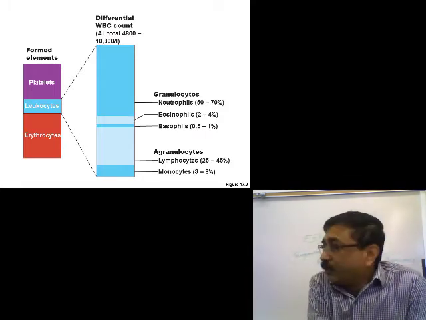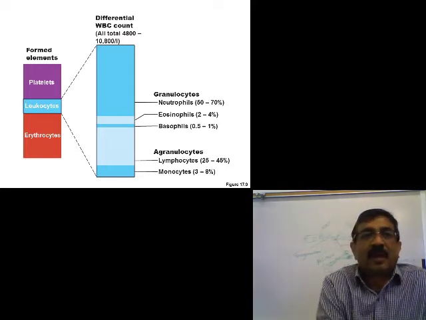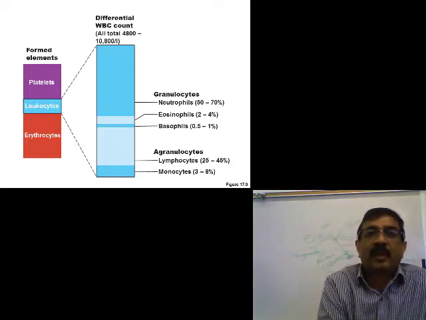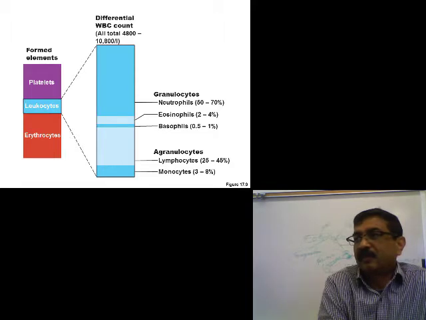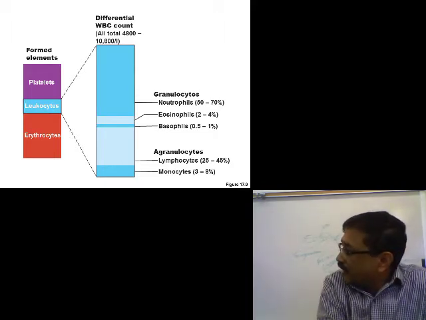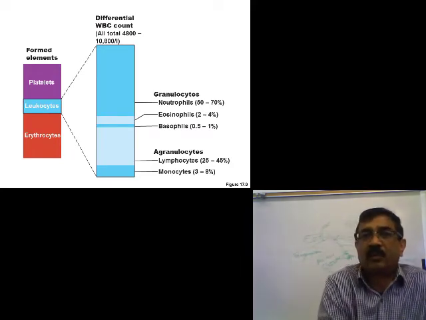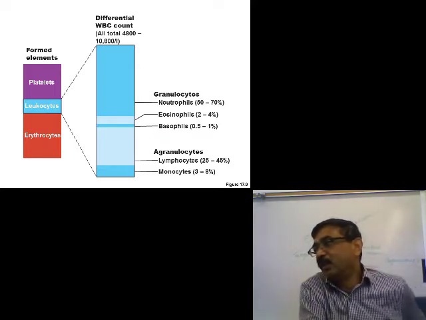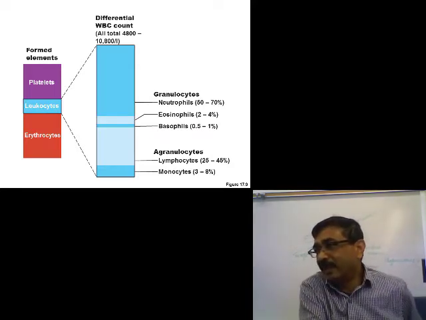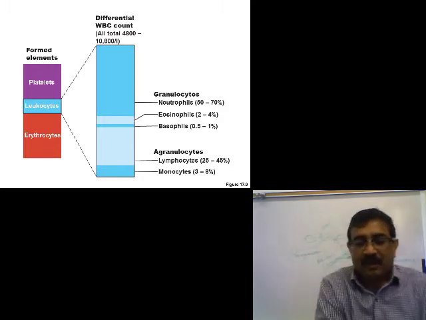The neutrophils are the most abundant type of white blood cells. About 50 to 70% of white blood cells are neutrophils. So if you count 100 white blood cells, you should be able to find 50 to 70 neutrophils.